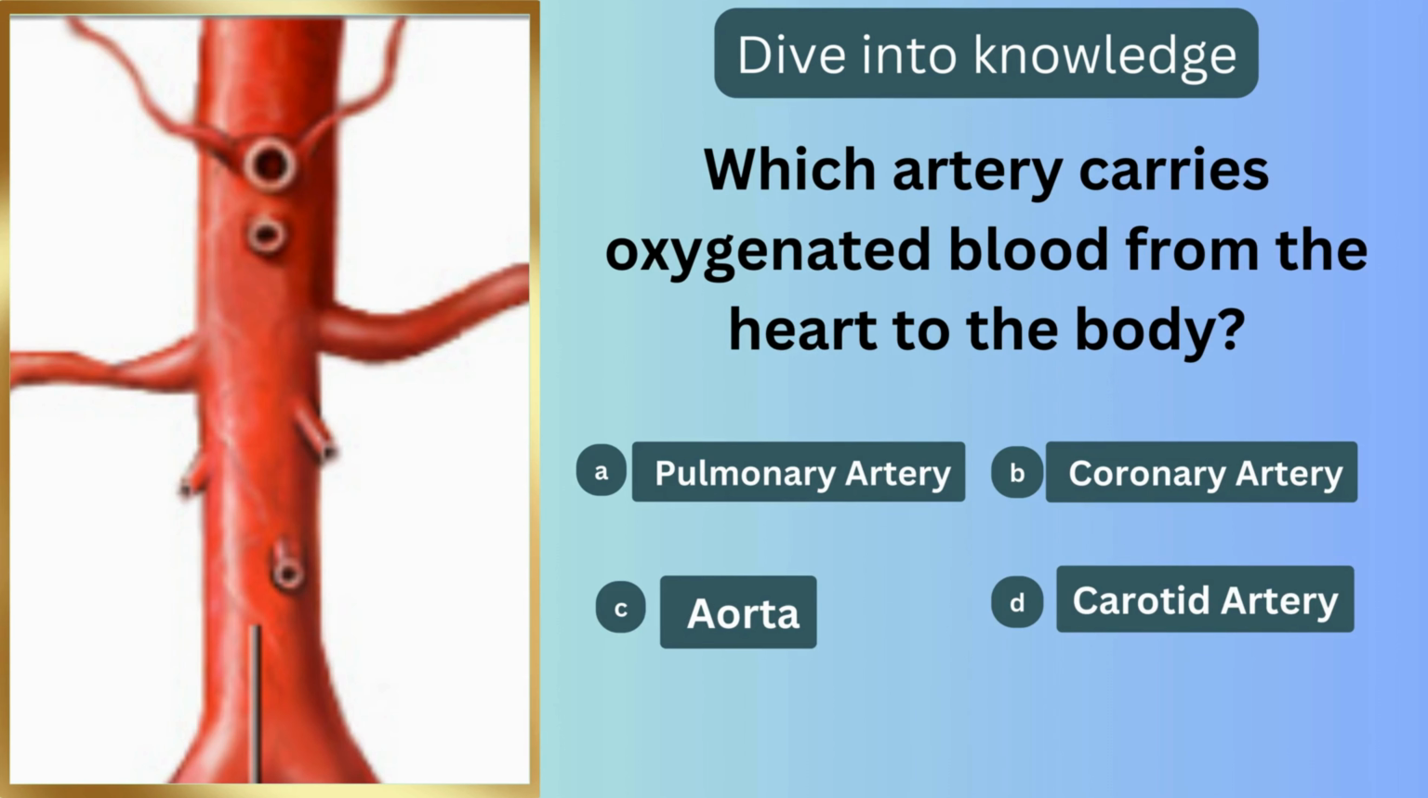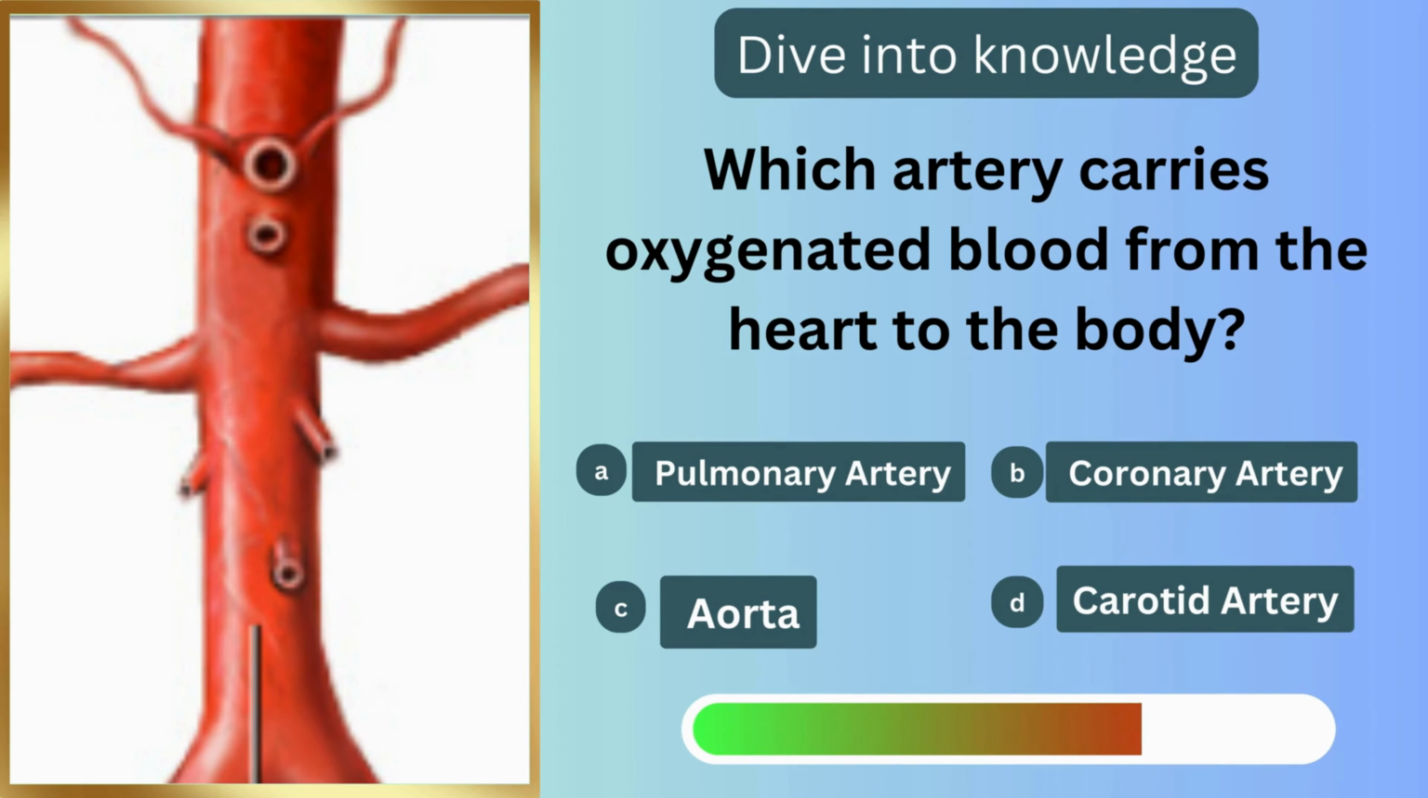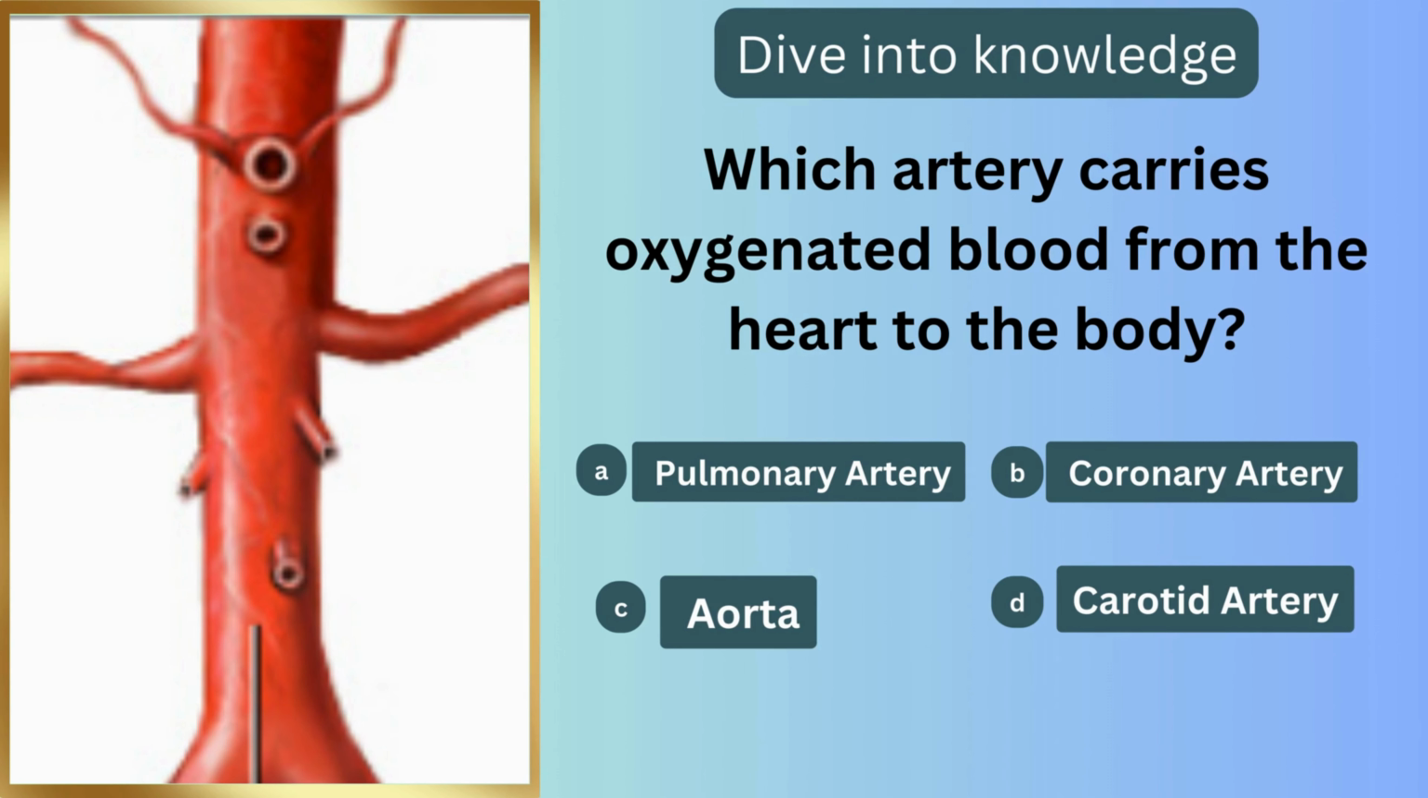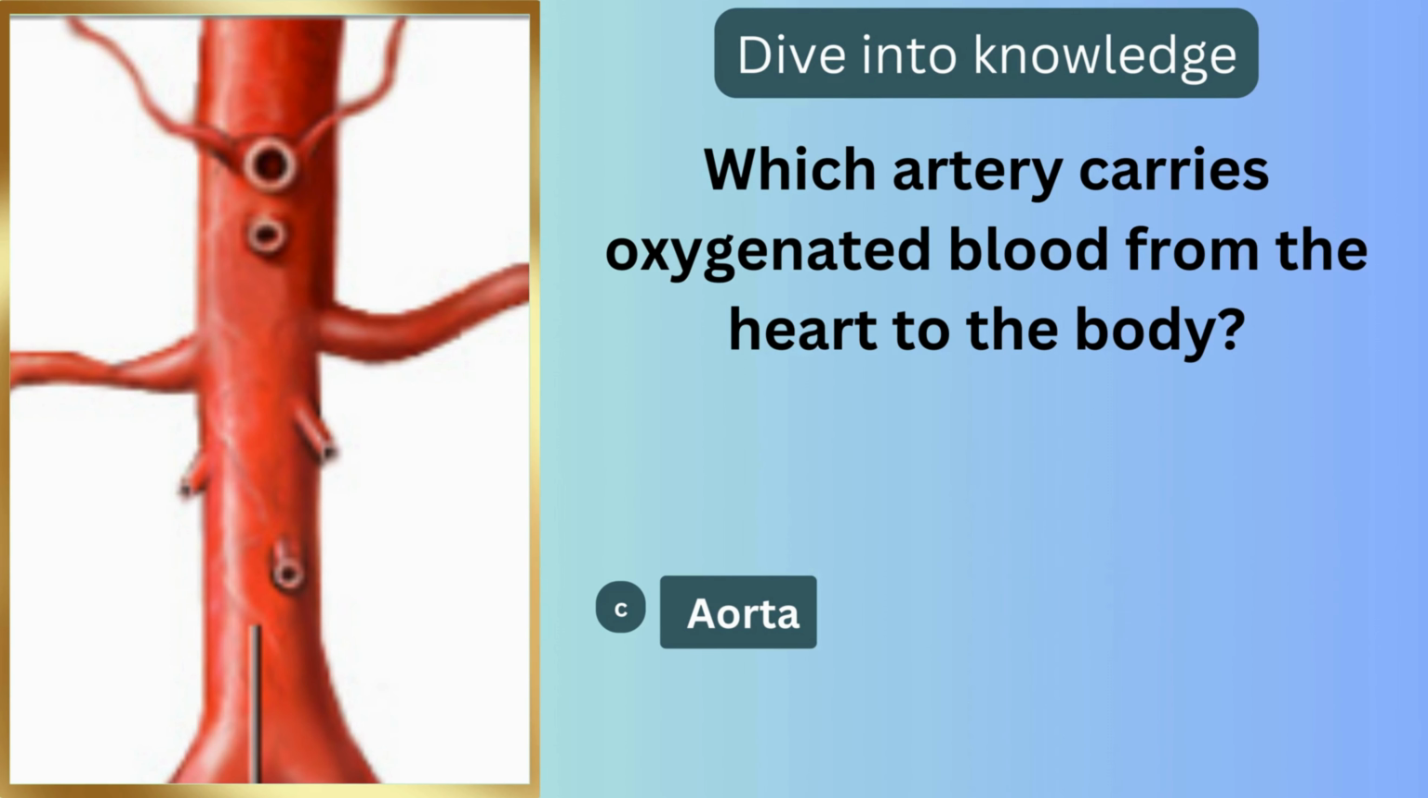Next question is, which artery carries oxygenated blood from the heart to the body? Let's take a look at the options. A. Pulmonary artery. B. Coronary artery. C. Aorta. Or D. Carotid artery. Time's up. The right answer is C. Aorta.